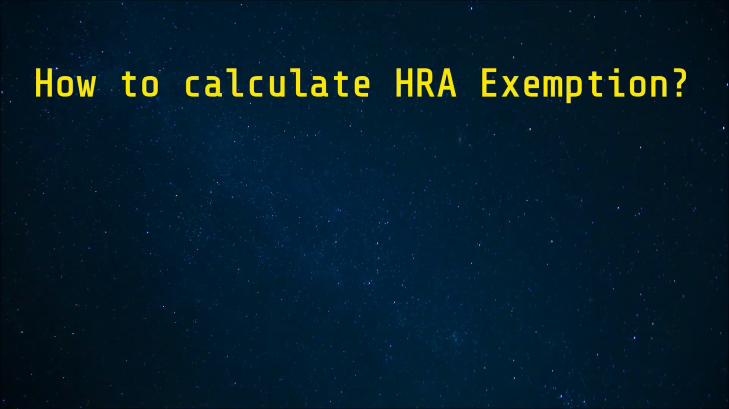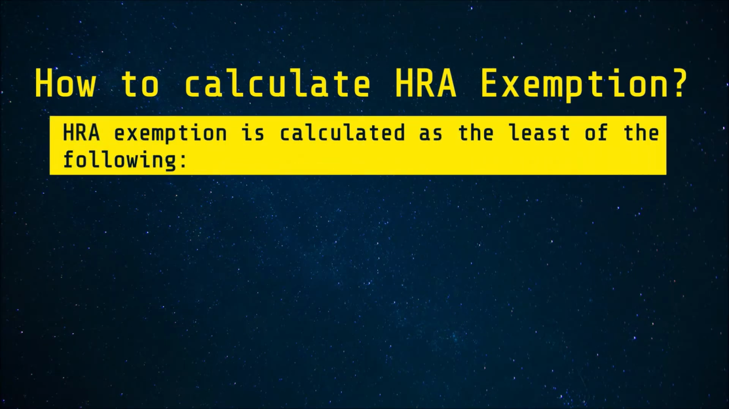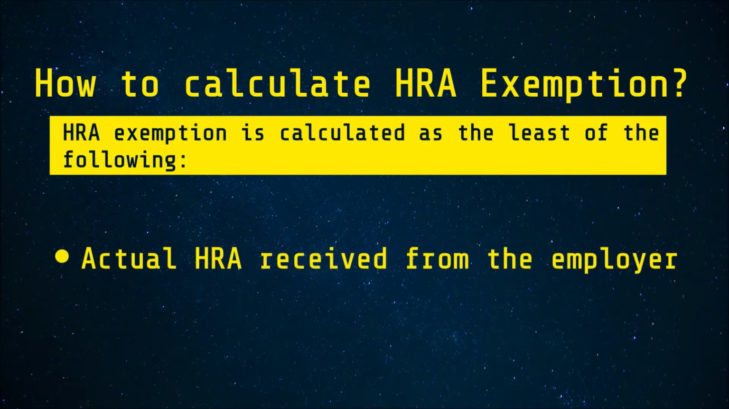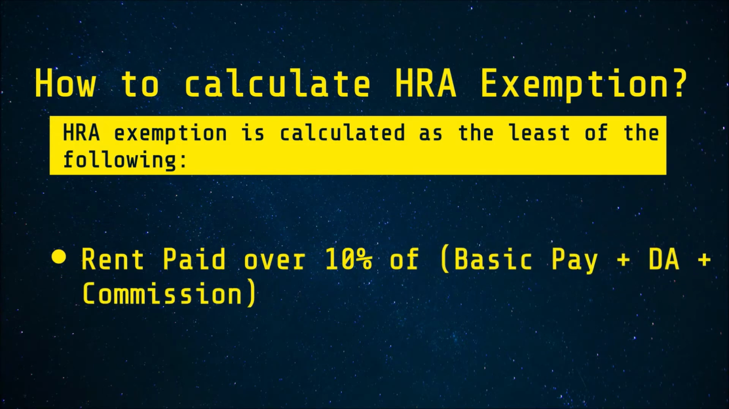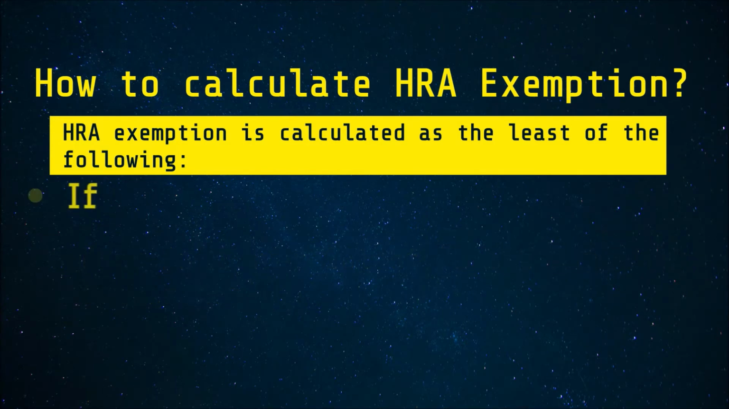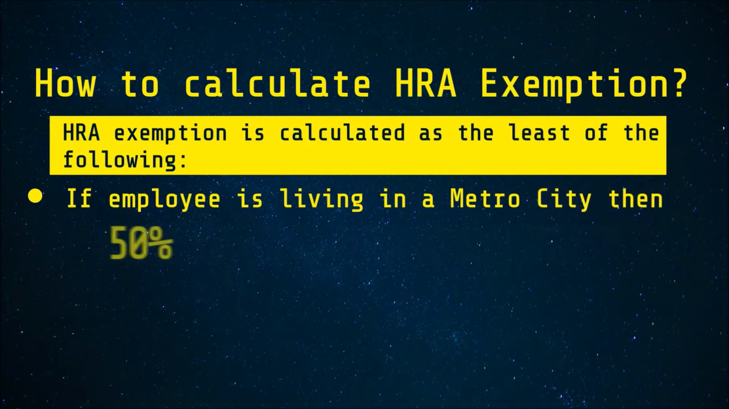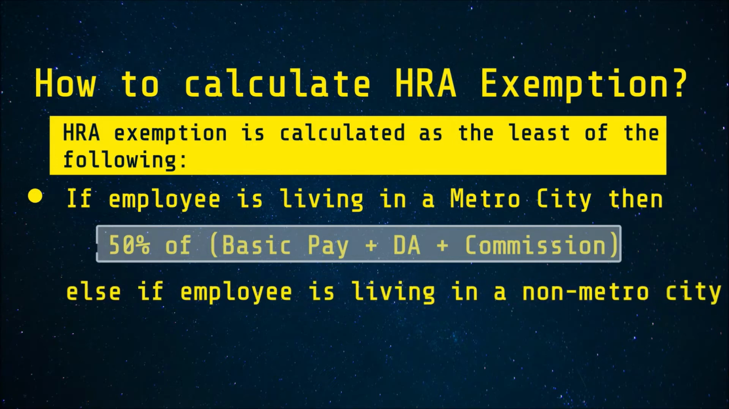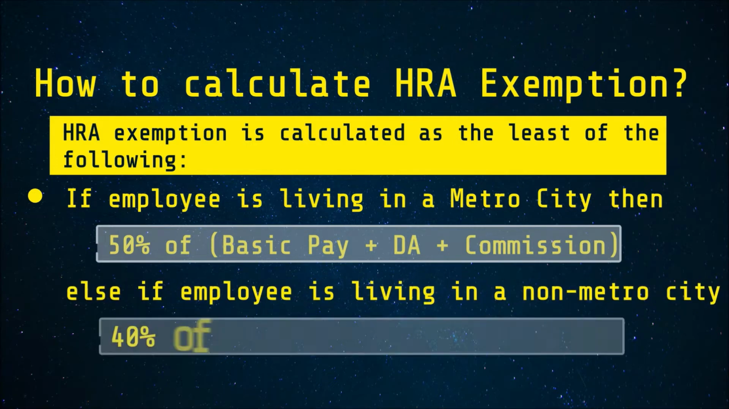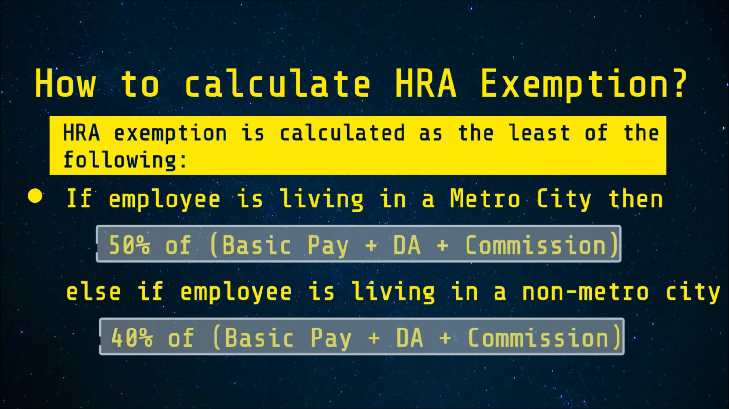How to calculate HRA exemption. HRA exemption is calculated as the least of the following: actual HRA received from the employer, rent paid over 10% of basic pay plus DA plus commission. If employee is living in a metro city, then 50% of basic pay plus DA plus commission. Else, if employee is living in a non-metro city, 40% of basic pay plus DA plus commission.